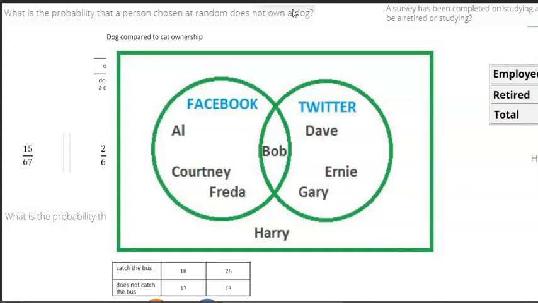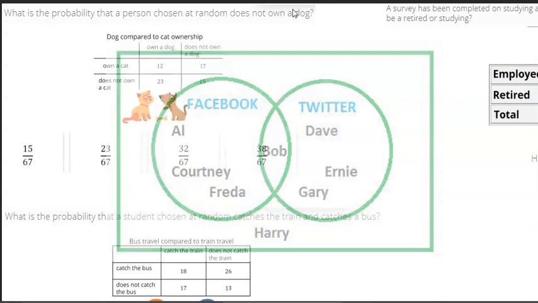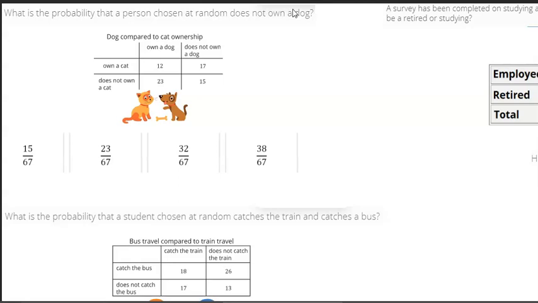It's a very simple diagram, but it can be utilized really well and showcase information that we just can't show via writing information down. It gets a bit too confusing. For now, we're just going to look at two-way tables and then Venn diagrams afterwards. This question here is taken from question 1, straight from the worksheet on Essential Assessment. And the question says, what is the probability that a person chosen at random does not own a dog?